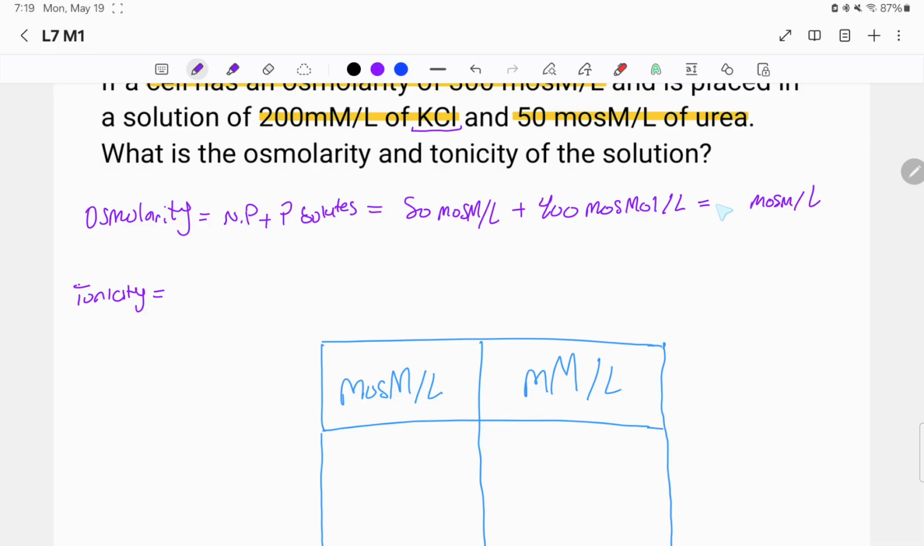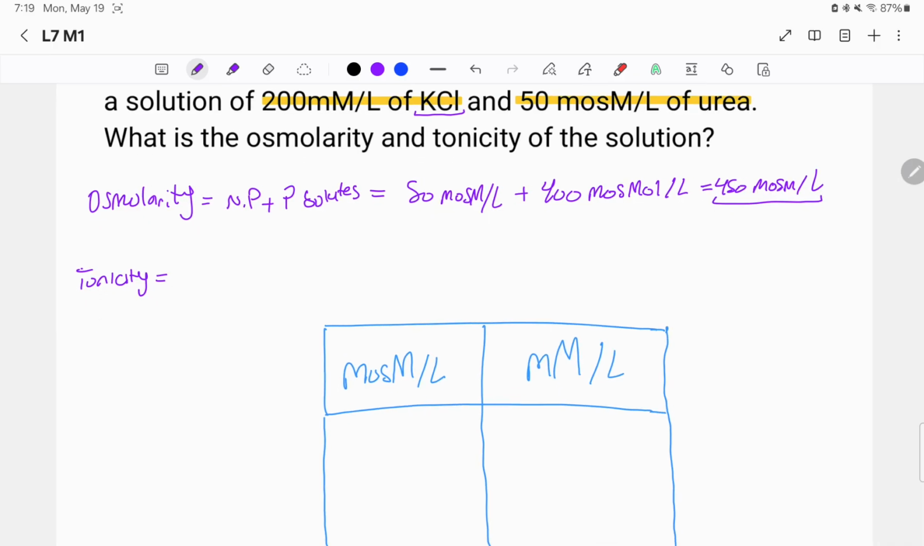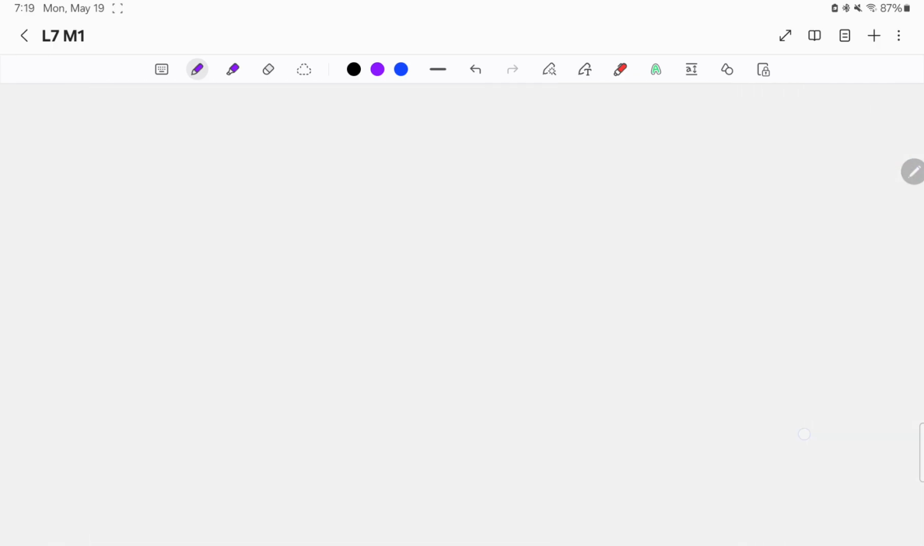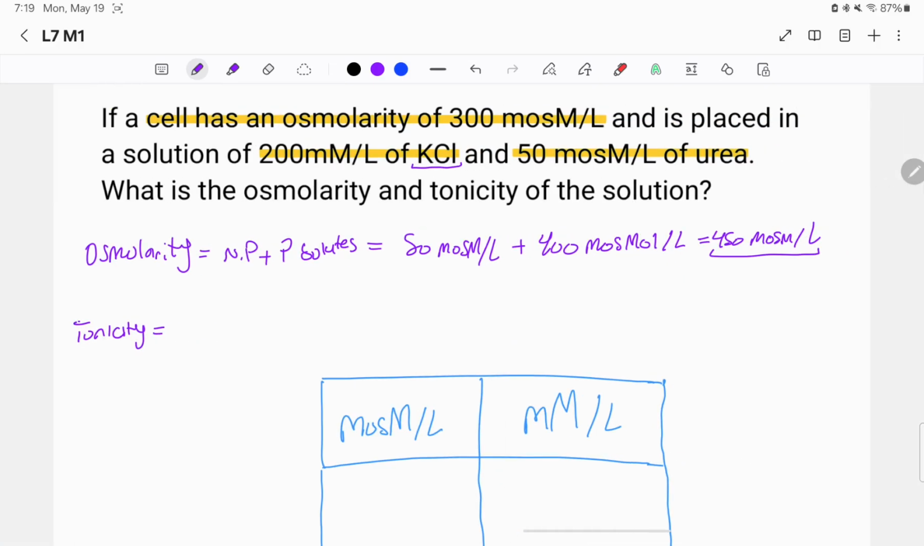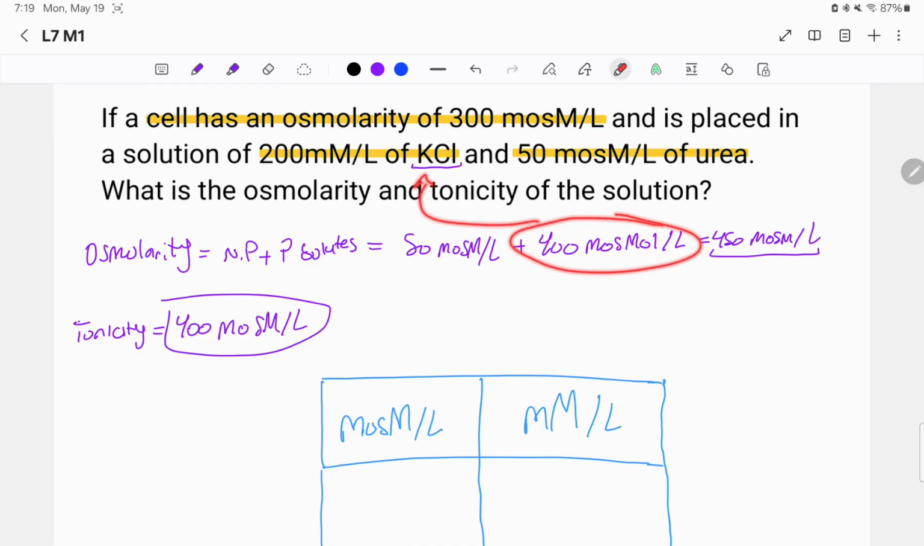All right. Now, we know what our osmolarity is. Now let's calculate our tonicity. What is the definition that we said for tonicity? We said that it's only our non-penetrating solutes, which means that it's going to be 400 milliosmoles per liter, right? Why is it only 400 and not 450? Because tonicity takes into account only the non-penetrating solute, which is our potassium chloride and not urea.